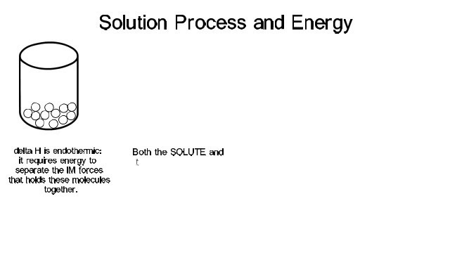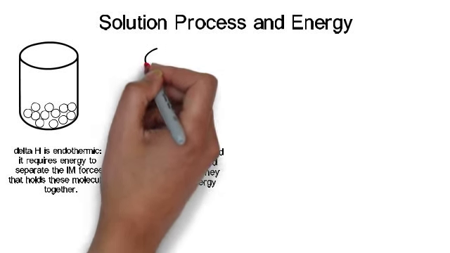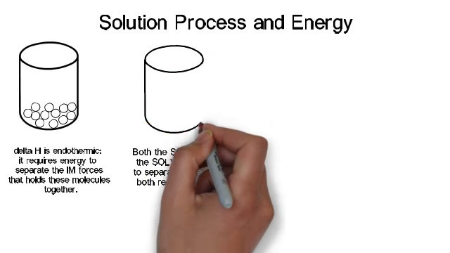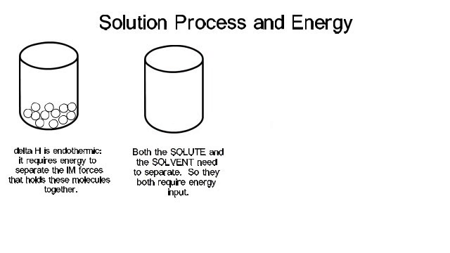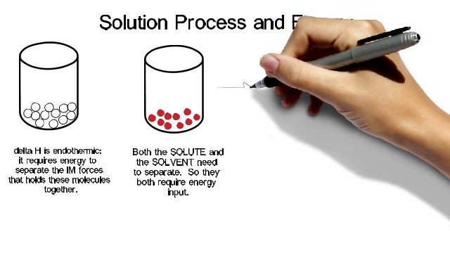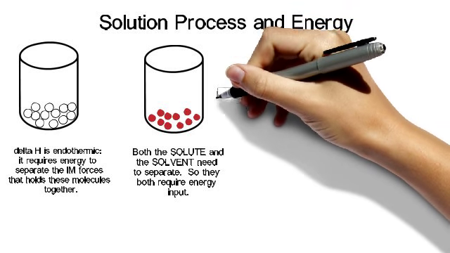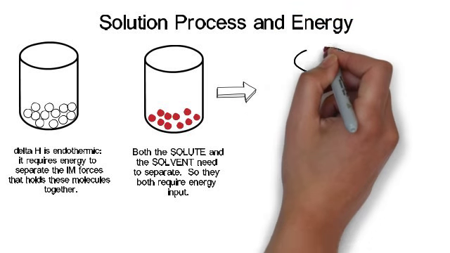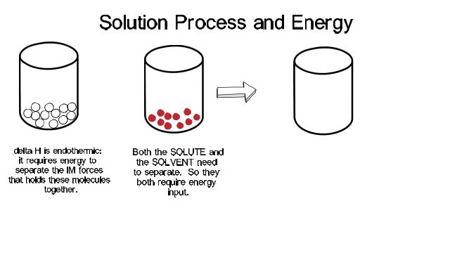In a beaker with the solute, you also have to separate those before they come together. So this also requires energy input. This actually all occurs at once. But if we're looking at it separately, when you put them together, you have to separate those for them to fit together. However, for them to come together, that becomes exothermic.